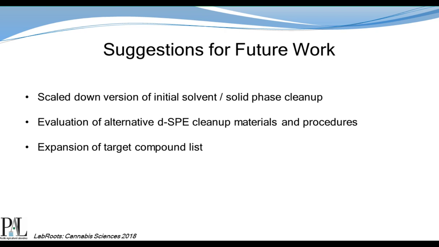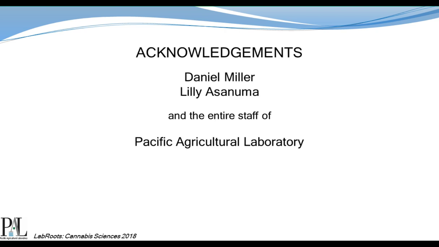Some suggestions for future work: we are looking to scale down the initial solvent DSPE cleanup phase, so instead of maybe using a 500 milligram bed, we'll drop that down to 100 or lower. We'll look at alternative DSPE cleanup materials in addition to the PSA, and some other tricks and techniques to get those recoveries back up. And of course, we take the same approach that we do with all of our commodities, which is to continue to pump up that compound list for compounds that we're able to extract and analyze to give us acceptable recoveries.